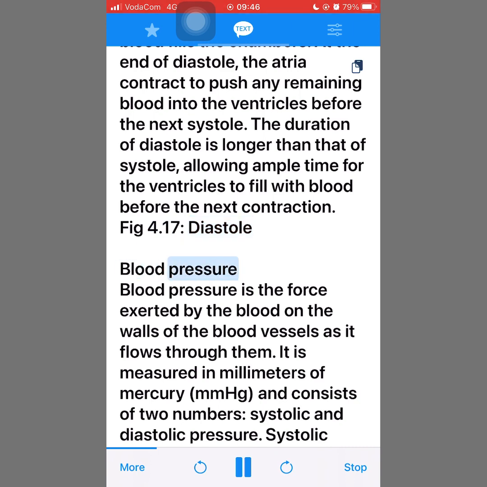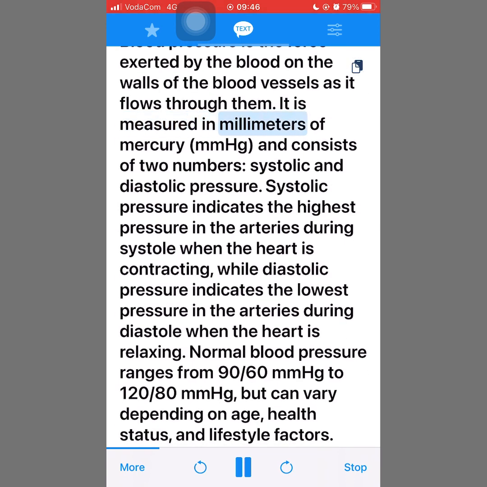Blood pressure. Blood pressure is the force exerted by the blood on the walls of the blood vessels as it flows through them. It is measured in millimeters of mercury, mmHg, and consists of 2 numbers, systolic and diastolic pressure. Systolic pressure indicates the highest pressure in the arteries during systole when the heart is contracting, while diastolic pressure indicates the lowest pressure in the arteries during diastole when the heart is relaxing.